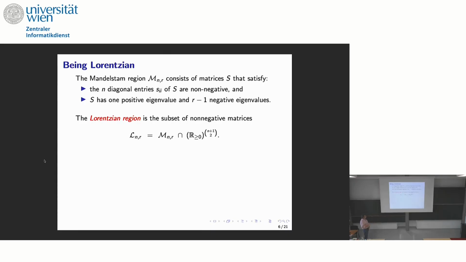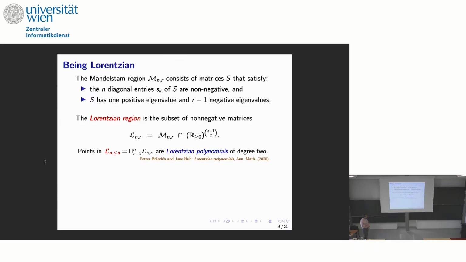I'm going to say the Lorentzian region is the subset here where this is an entry-wise non-negative matrix. So if all the S_ij's, including the diagonal, are non-negative real numbers, I'm going to say the matrix is Lorentzian, and I'm going to call this the Lorentzian region, denoted L_{n,r}.